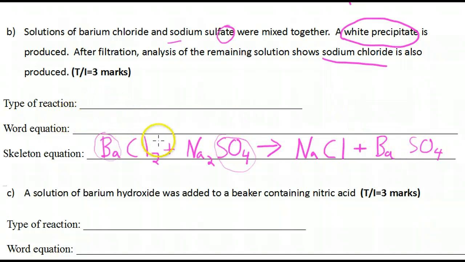So what type of reaction is it? Well, we can see that basically the two cations swap positions. So the Na here went over here, and the Ba that was over here went over here. So it is a double displacement.